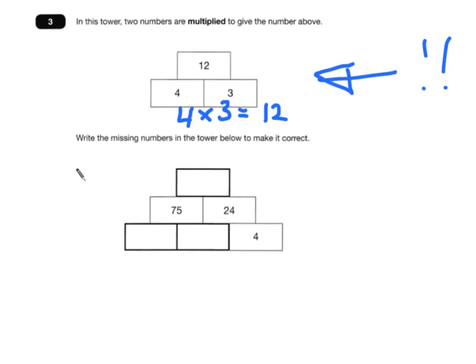4 times something equals 24. Well, we know that 4 times 6 is 24. So there's definitely going to be a 6 in here. And then 6 times something equals 75.